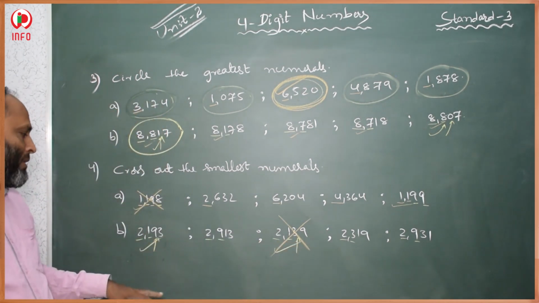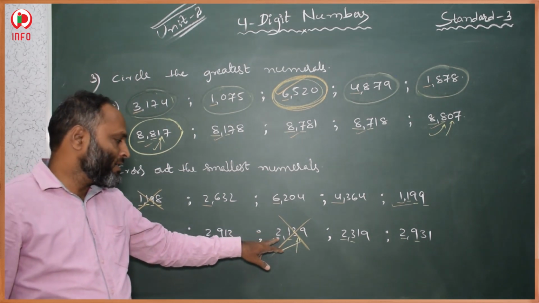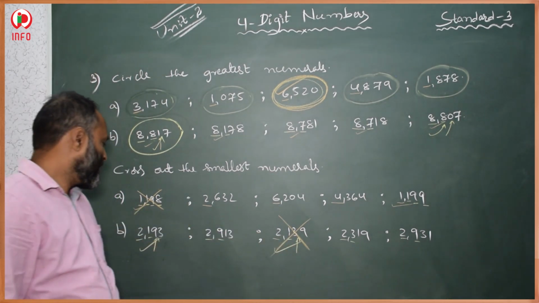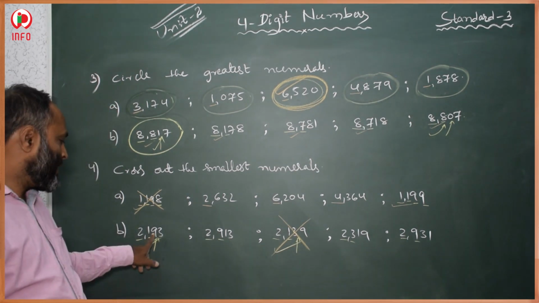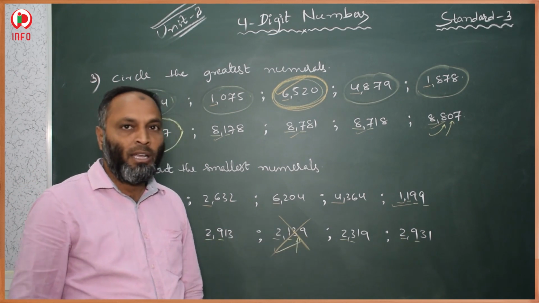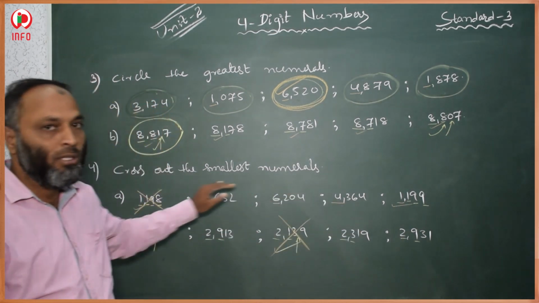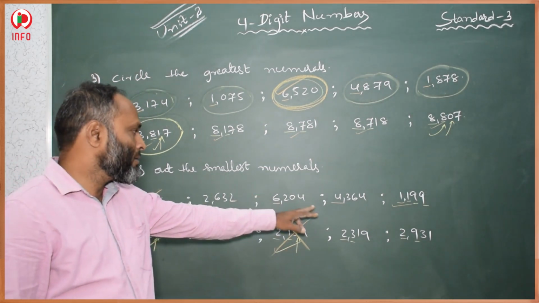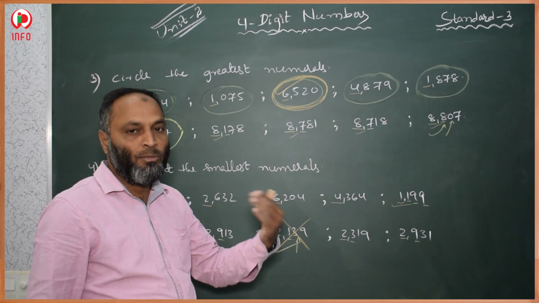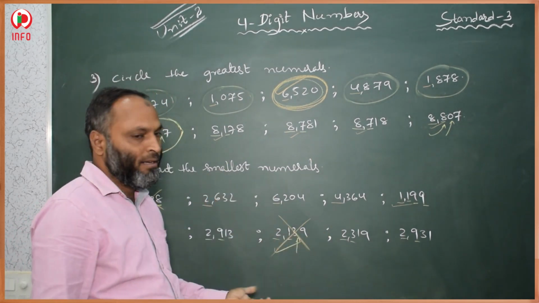In these two numbers, the thousands place value and hundreds place value are the same. Then you go for tens place value. In this one the tens place value is 9. In this one the tens place value is 3. Then 3 is the least one. It means this one is the least among all these five. Then make a cross. In this way we have to decide which one is the smaller and which one is the larger, greater or bigger.